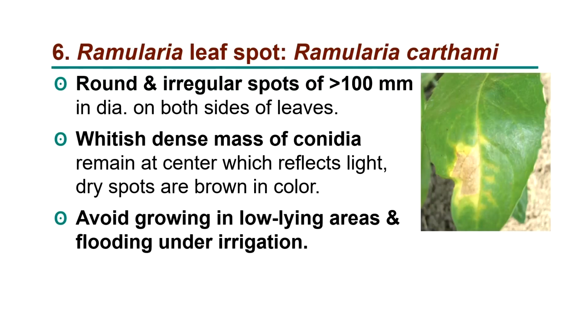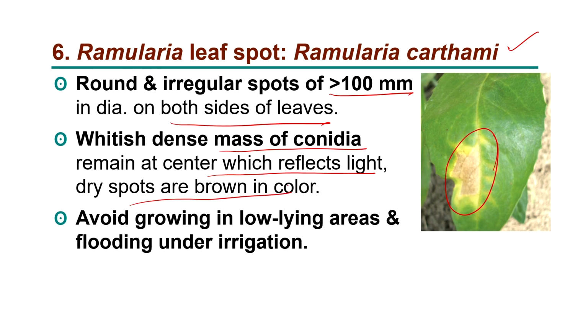The next important disease of safflower is Remularia leaf spot. It is caused by the fungus Remularia carthemi. Round and irregular spots of more than 100 millimeter, or you can say 10 centimeter, in diameter appear on both sides of the leaf. You can see these yellow kind of spots on the leaf. Whitish dense mass of conidia remains at the center which reflects light. Dry spots are brown in color.